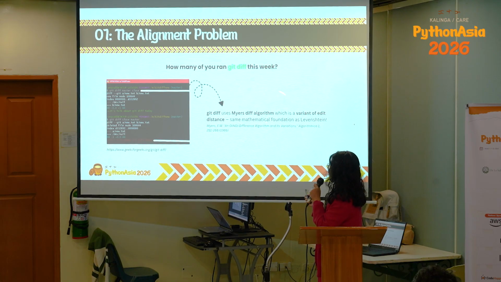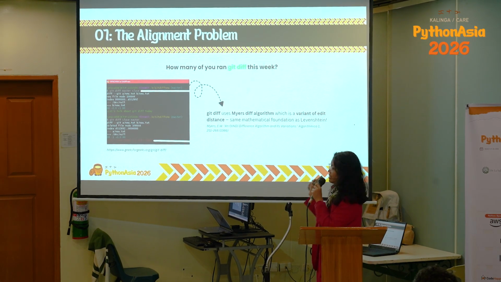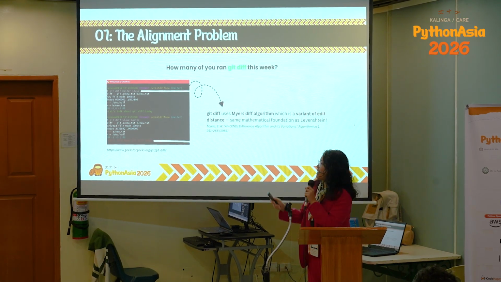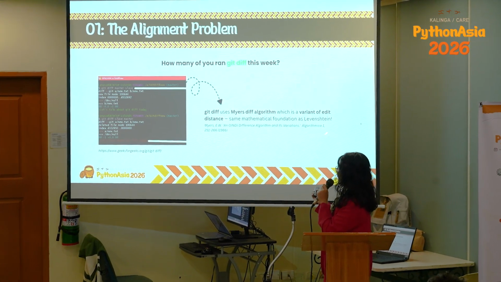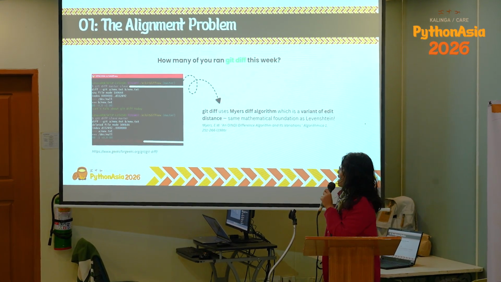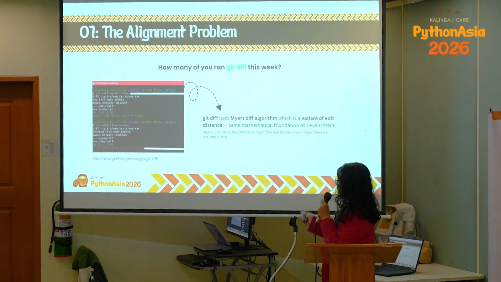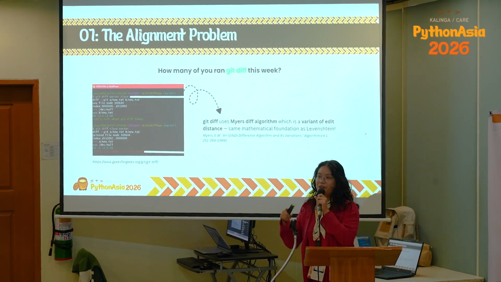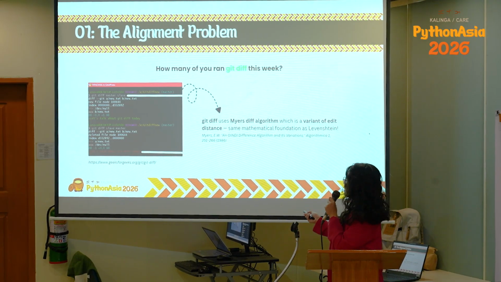Actually, the Git diff algorithm uses the Myers diff algorithm, and later on, I will be talking about the mathematical foundation of it, which is Levenshtein's edit distance. I will be talking about that shortly, but I just want you to know that a variation of this idea of the edit distance is the Myers diff algorithm and the other algorithm that I will be talking about later, which is related to biology or bioinformatics.